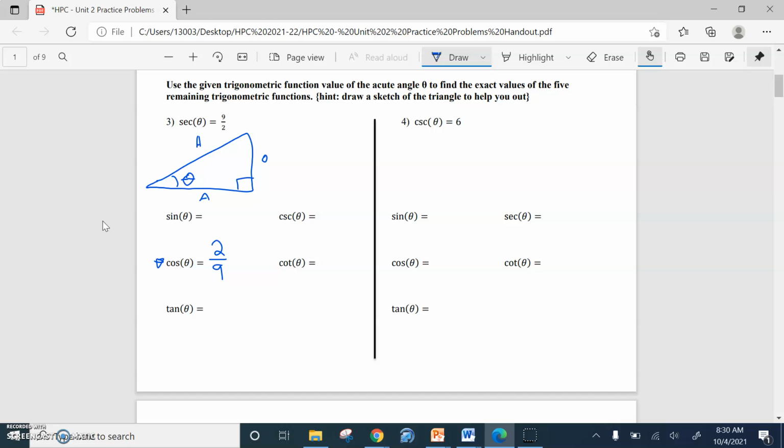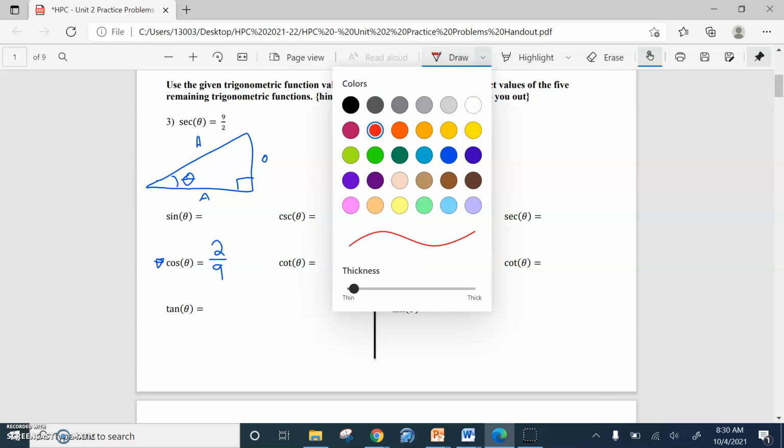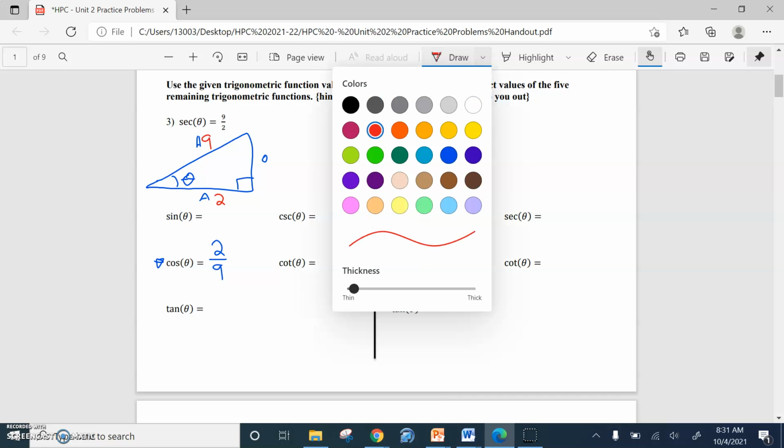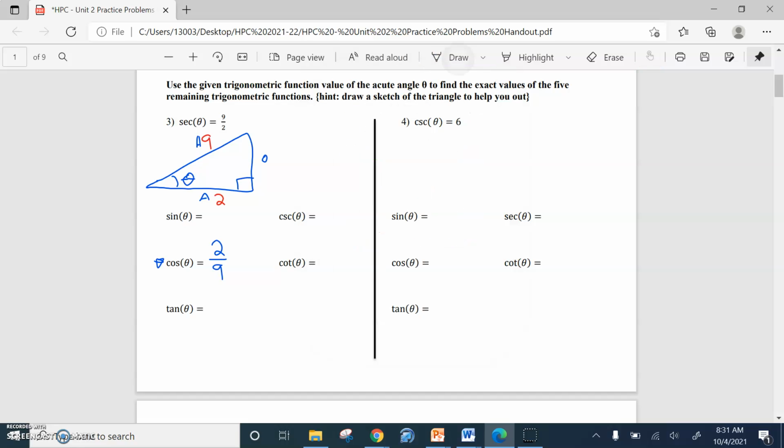But what I'm going to do is use this cosine ratio to help solve my triangle here. So if I know that cosine is adjacent over hypotenuse, then that means that this side is 2 and this side is 9. So the last thing I have to do is take a minute and, let's do orange. We need to find the opposite side length.